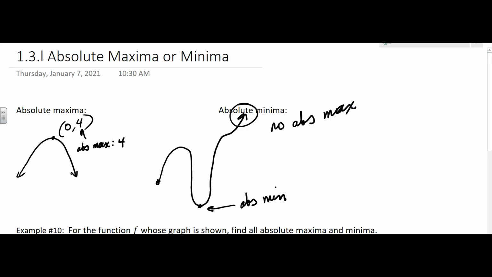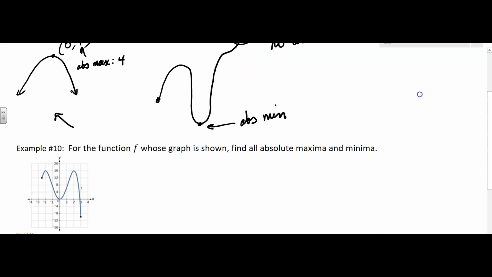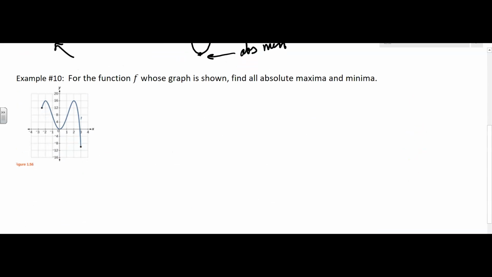So now you might be saying, well, what about over here? Did that have an absolute minimum? No, there's no absolute minimum. So sometimes they have one and sometimes they don't have one. You can read a little bit more about this in your textbook, but we'll do an example here. Now notice that this is a closed interval. It's not going off to infinity in either direction.